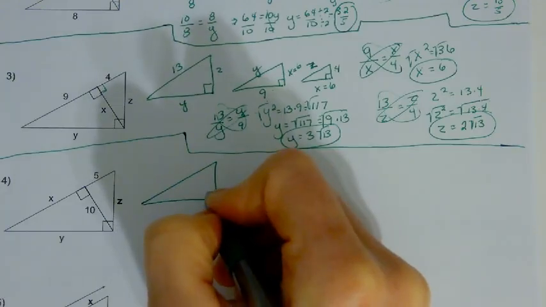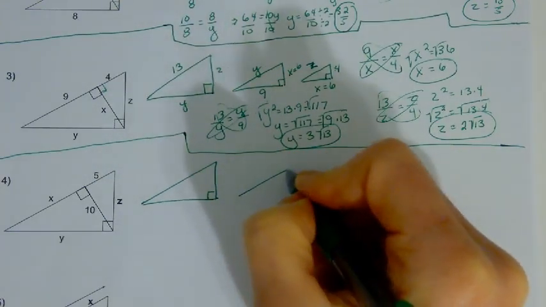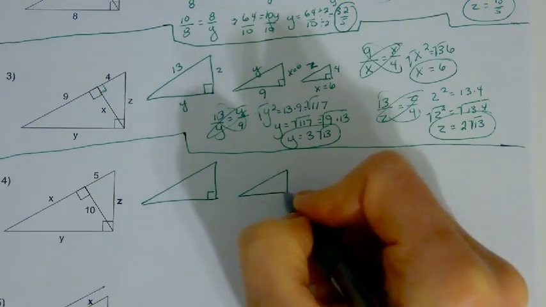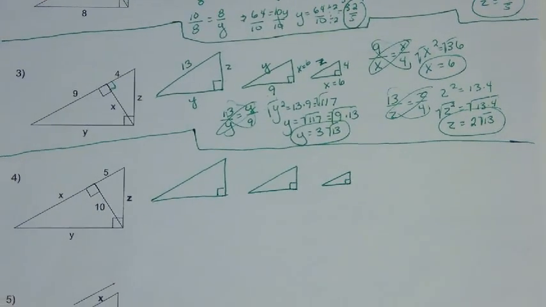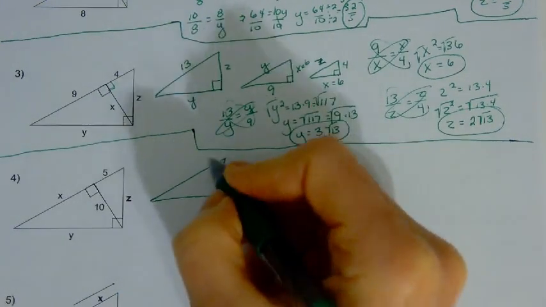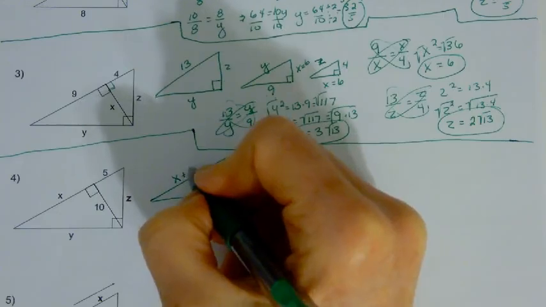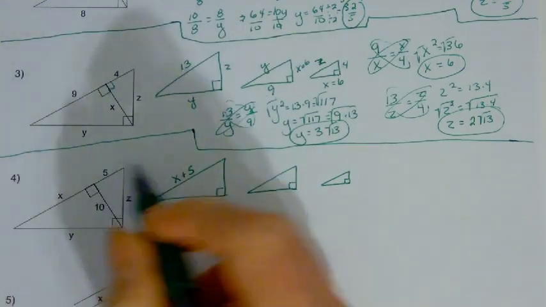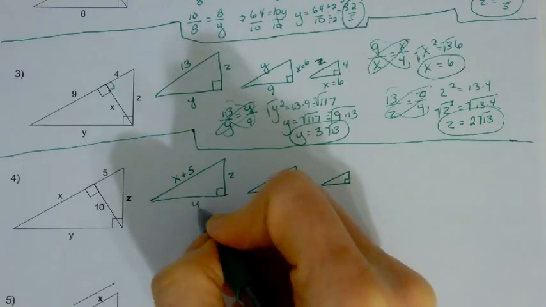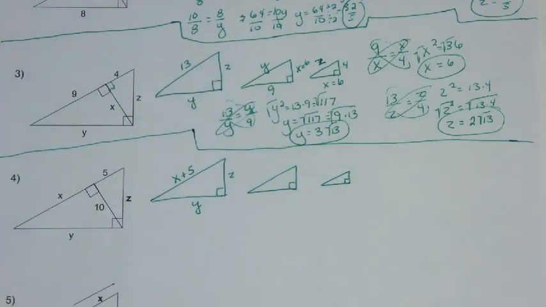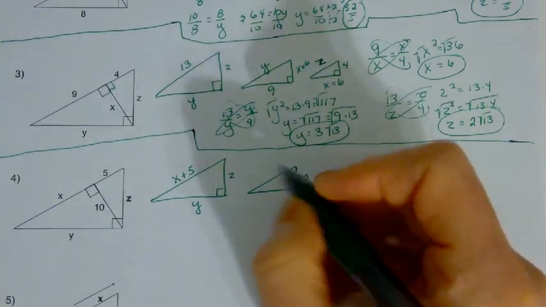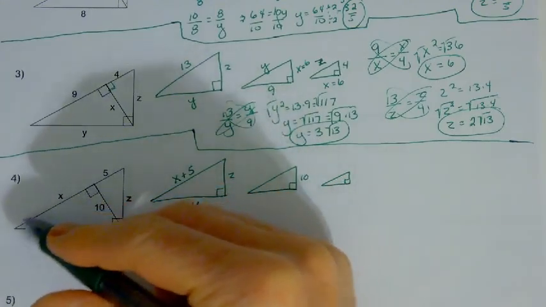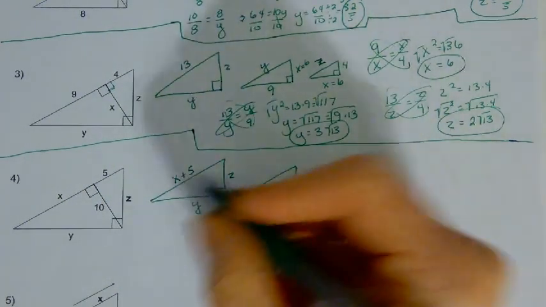Alright, there's my big right triangle. Here's my medium right triangle. And here's my small right triangle. And let's label the parts. So in the big right triangle here, this is going to be x plus 5. Right, that whole side is x plus 5. This is z, and this is y. Then in the medium-sized triangle, the short side is 10, the longer leg is x, and the hypotenuse is y.